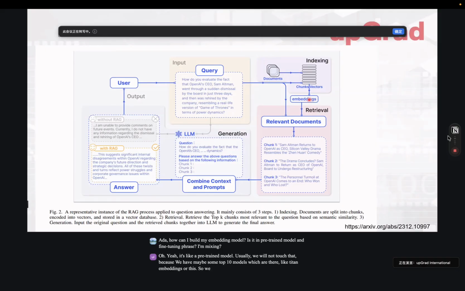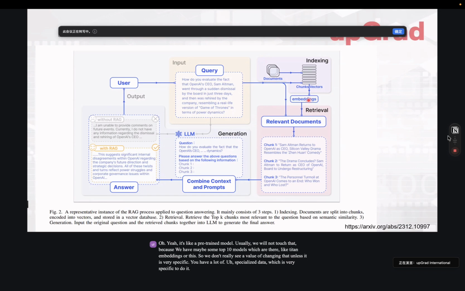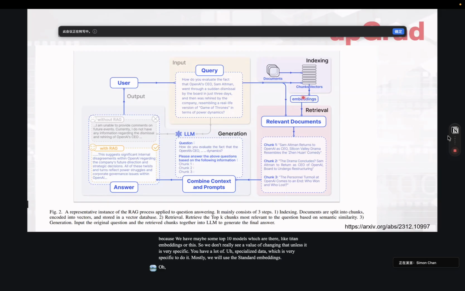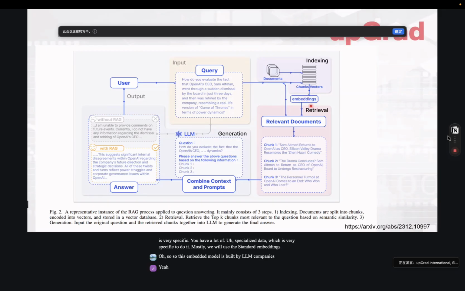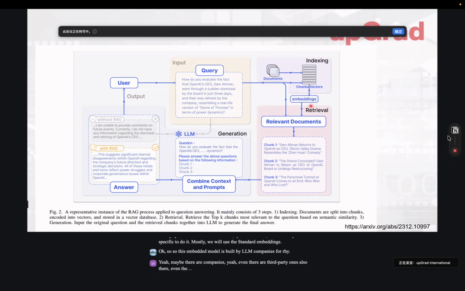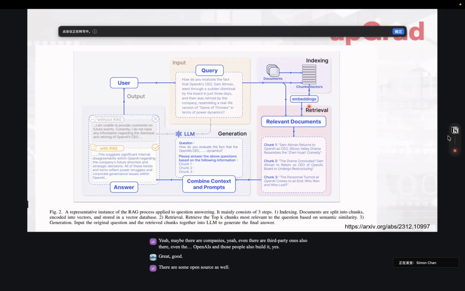So we don't really see a value of changing that unless it is very specific, when you have a lot of specialized data. Mostly you will use the standard embeddings. Oh, so this embedding model is built by LLM companies? Yeah, there are third-party ones also, even OpenAI and those people also build it. Yes, there are some open source as well.